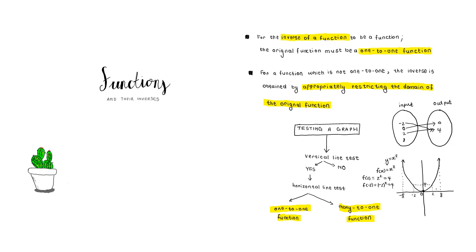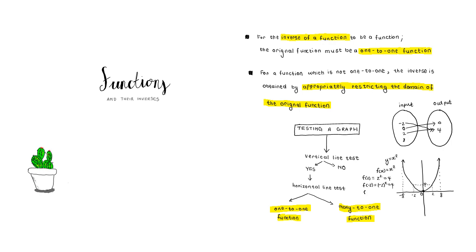So we still have unique x values that are mapping to a unique y value. So -2 is mapping to 4 and 2 is mapping to 4. But because -2 and 2 are not the same thing, that means that this is still a function.